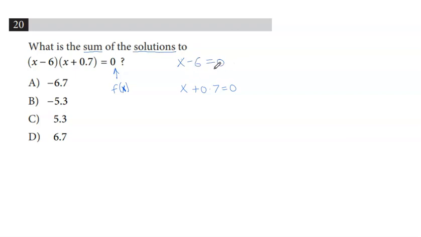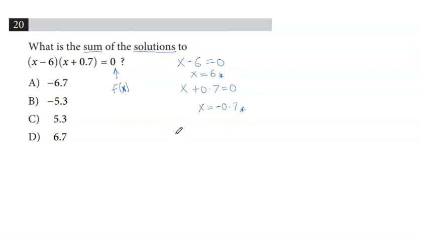You add 6 to both sides. So x becomes 6, right? In the second equation, if you subtract 0.7, we have x becoming negative 0.7, right? So these two here are the solutions, right, that we are looking for. Now it says we should find the sum.